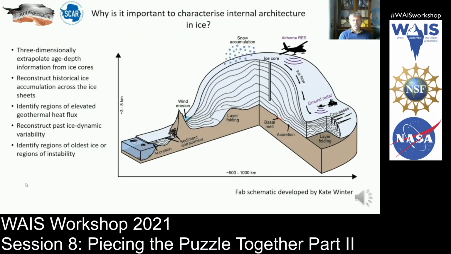So our motivations for this are various. They are to 3-dimensionally extrapolate the age depth information across the Antarctic ice sheets from the information we already have from ice cores. In doing so, we can then work towards reconstructing historical ice accumulation across the ice sheets. We can look for areas of elevated geothermal heat flux where the layers pinch out towards the bed of the ice. And we can potentially work towards reconstructing past ice dynamic variability.